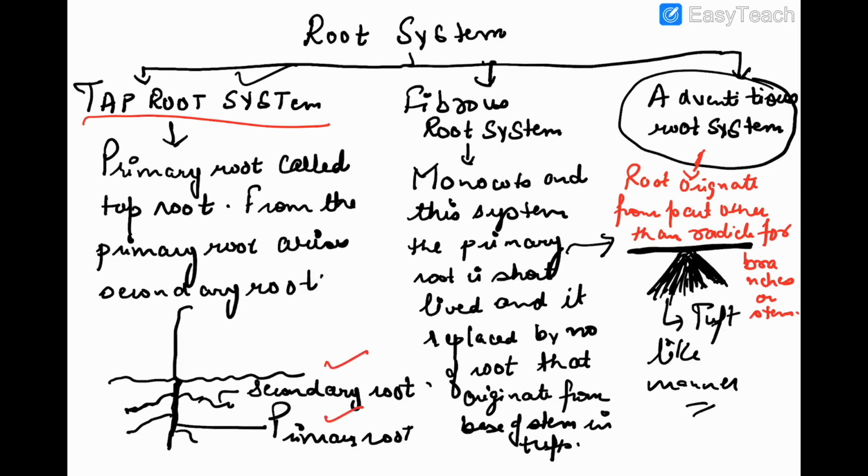So these were the three types of root system: taproot system, in which there is a primary root and secondary root; fibrous root system, in which the primary root is short-lived and it is replaced by a number of tufts of roots; and adventitious root system, in which root originates from a part other than the radicle. Now let us study regions of the root.